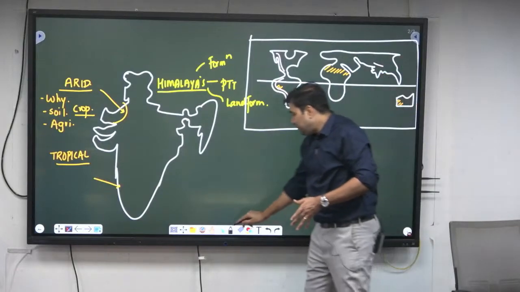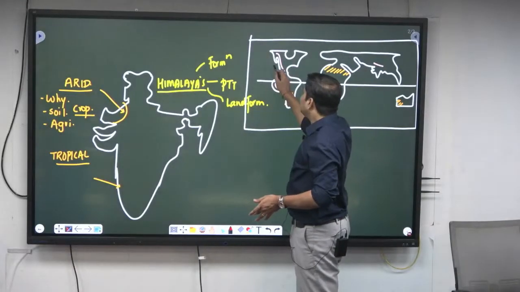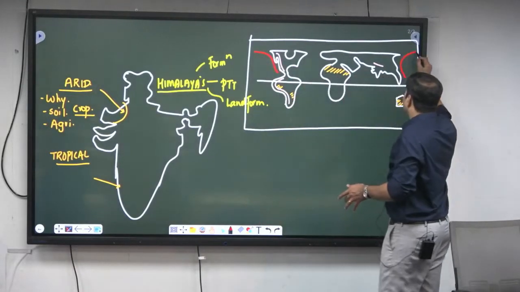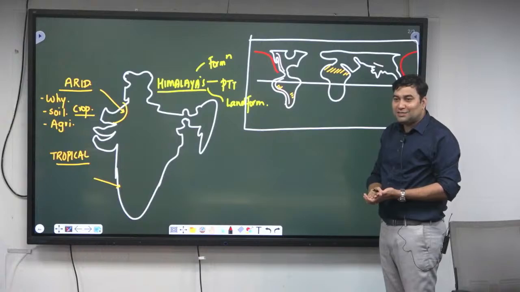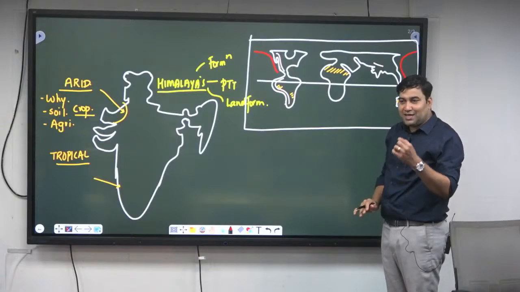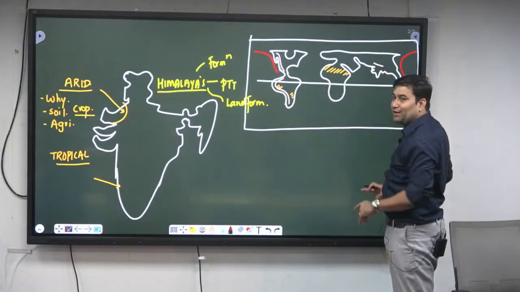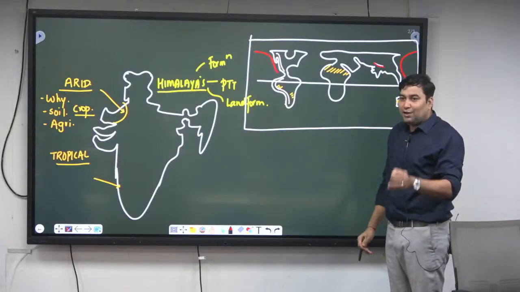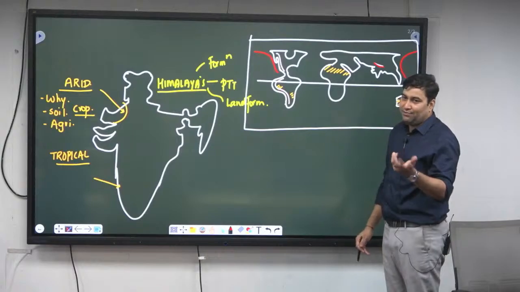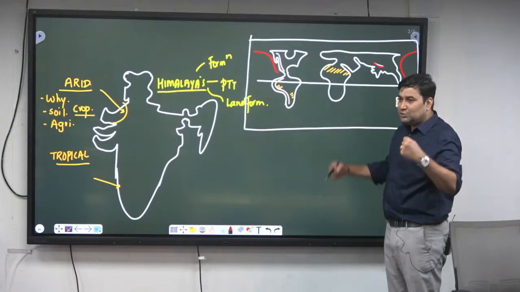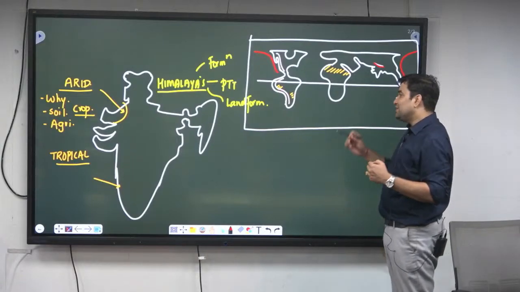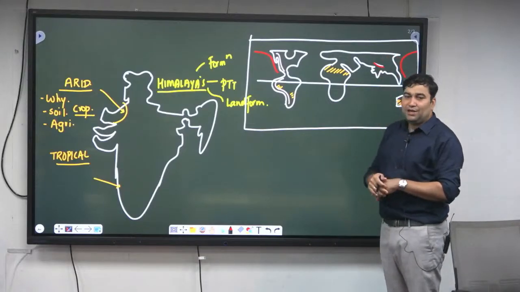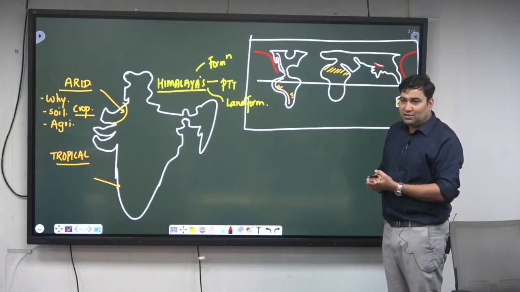Why is this part called the Pacific Ring of Fire? Here there are a lot of volcanic eruptions, correct? Volcanic eruptions and earthquakes. Why does it happen here? Why is it not present in India? Have you ever heard of volcanoes in the Himalayas? Never. Why not? Despite the convergence of the plates, why are there no earthquakes and no volcanoes in the Himalayas?